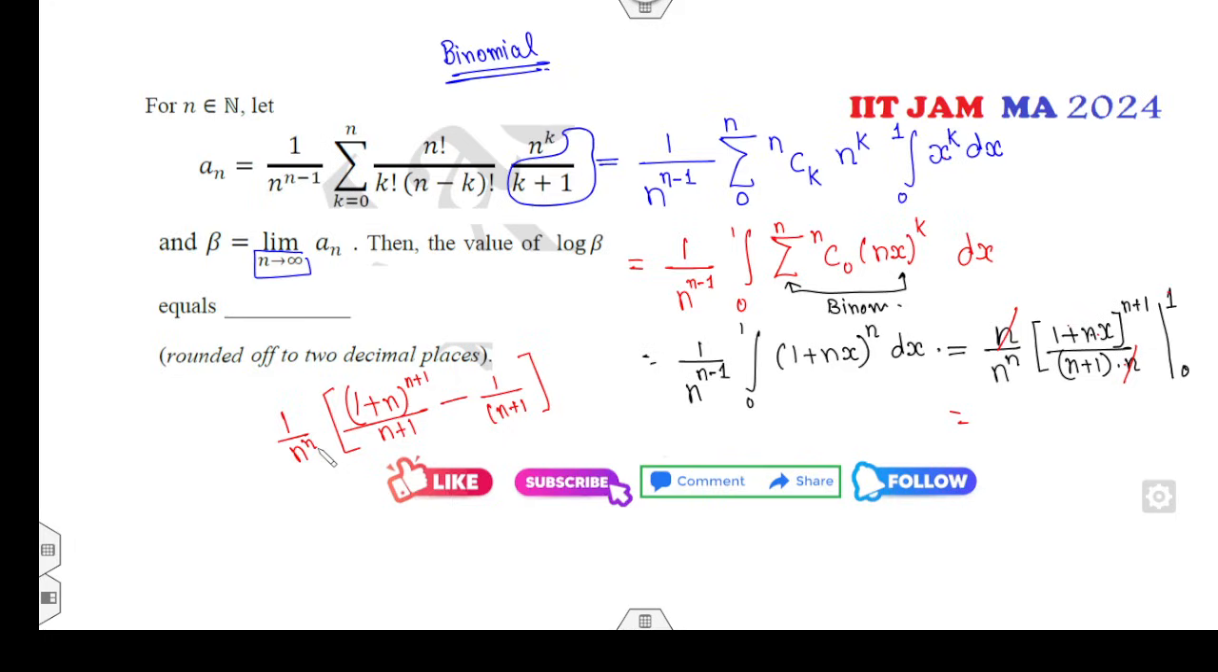power n. The 1 over n plus 1 term will be cancelled out. Fine. So it is 1 plus n over n raised to power n, and the rest is what is left with you. Fine. And when you take the limit n approaches infinity, that value goes to 0. This value will be my e. Fine. So what is the answer of this case? Log of beta. Beta is my e. Log of beta is 1, which is the correct answer.